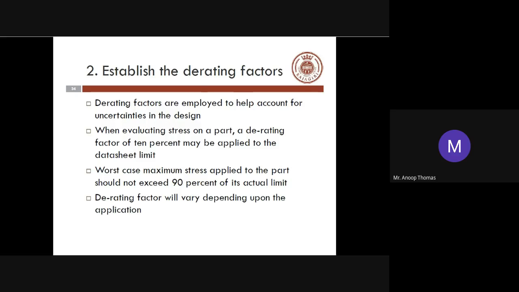To help account for uncertainties in the design, stress is where derating comes into factor. Usually 10% may be applied to the datasheet limit. So according to the datasheet limit, you add or subtract your 10% value when you do your stress analysis. Then worst case maximum stress applied to the part should not exceed 90% of its actual limit. It's basically something which is associated with the applications. There are certain applications where derating factors need not be considered, but there are applications where derating has to be considered depending upon the criticality of that particular application.